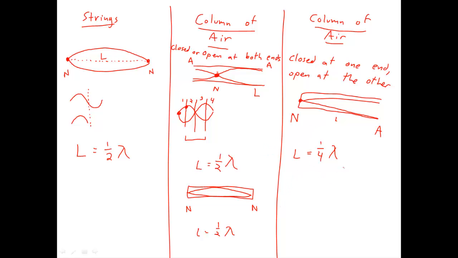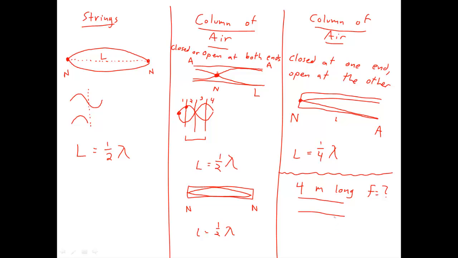So we get some very, very tricky problems with these columns of air. Usually what will happen is they'll tell you a column of air is so long. Let's do a quick little problem. Which one do you want to do, the closed or the open? Let's do both open. So let's have a column of air that's open on both ends, and let's make it 4 meters long. What is the frequency of the note that's played? That's all the info you get.